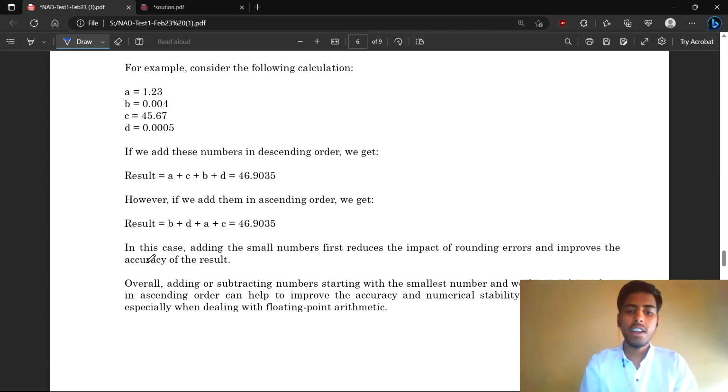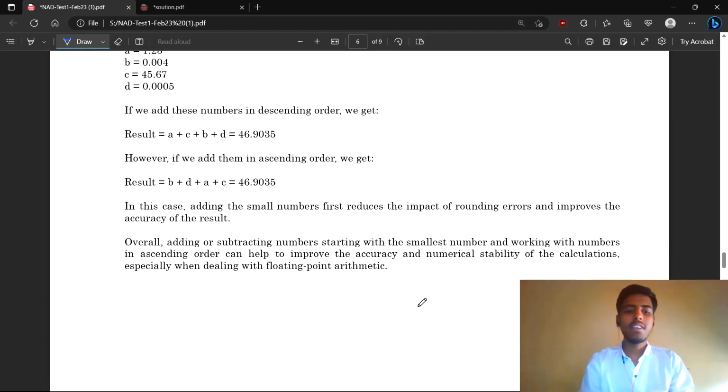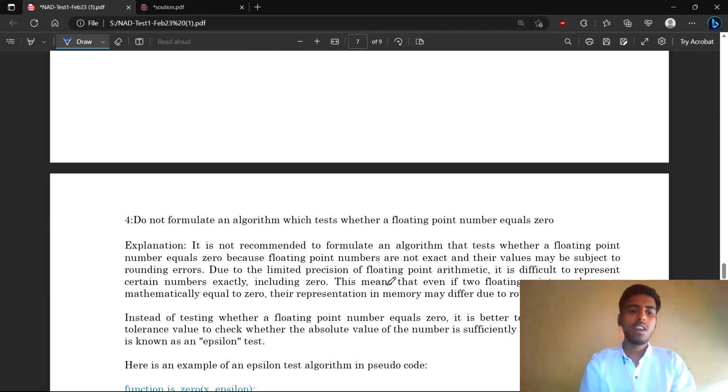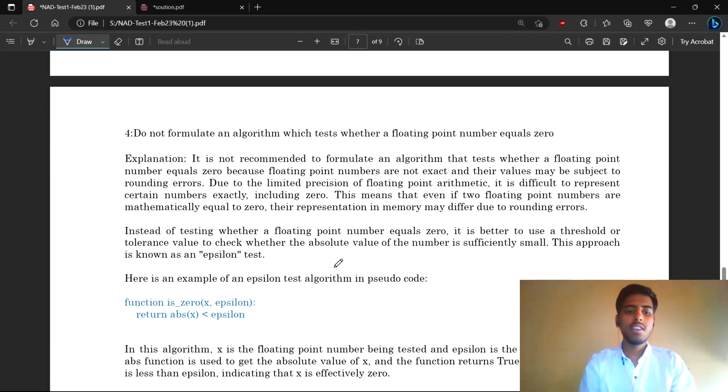In this case, adding the small numbers first reduces the impact of rounding errors and improves the accuracy of the result. Overall, adding or subtracting numbers starting with the smallest number and working with numbers in ascending order can help to improve the accuracy and numerical stability of the calculation. So, it's true. Now the fourth statement: do not formulate an algorithm which tests whether a floating point number equals 0. Here is the explanation.